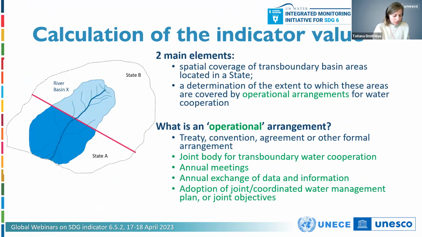The results that we presented in the second progress report are based on the specific methodologies that were developed for the calculation of the indicator 6.5.2 value. There are two main elements to consider when reporting. The first one is the spatial coverage of transboundary basin areas, rivers, and groundwaters located in a state.